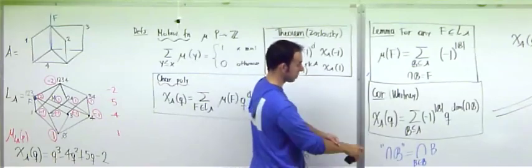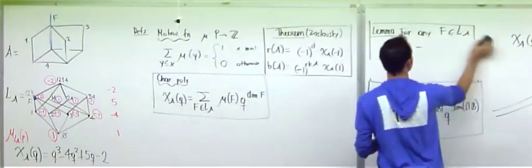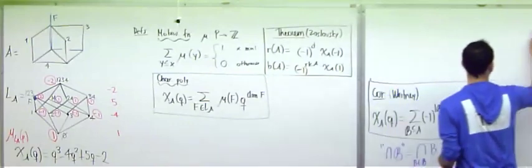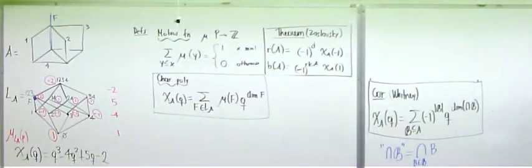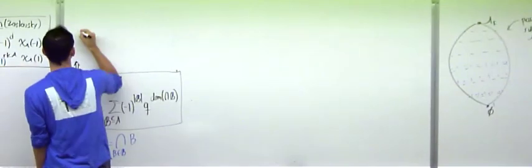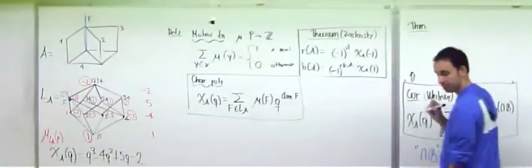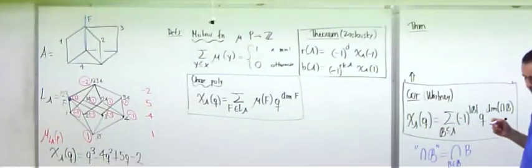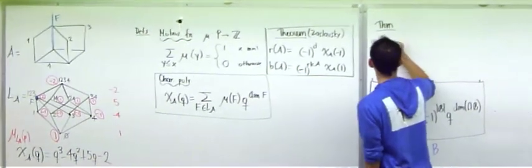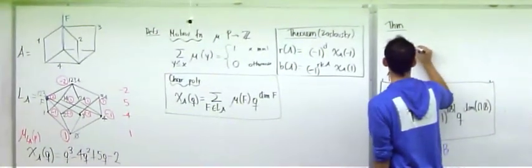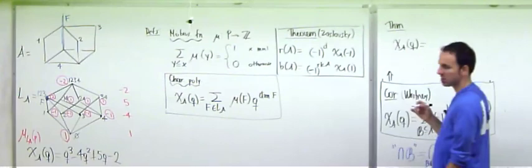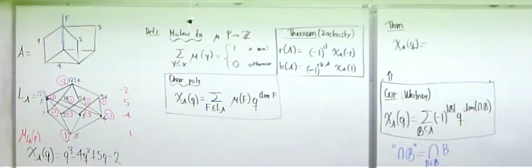But now we're going to use this one to prove an important theorem, which is that you can obtain the characteristic polynomial recursively.